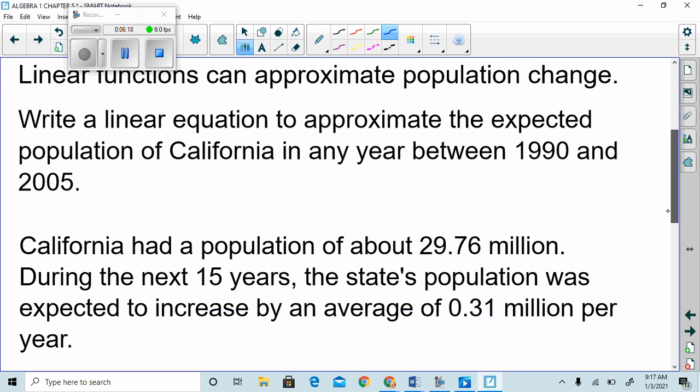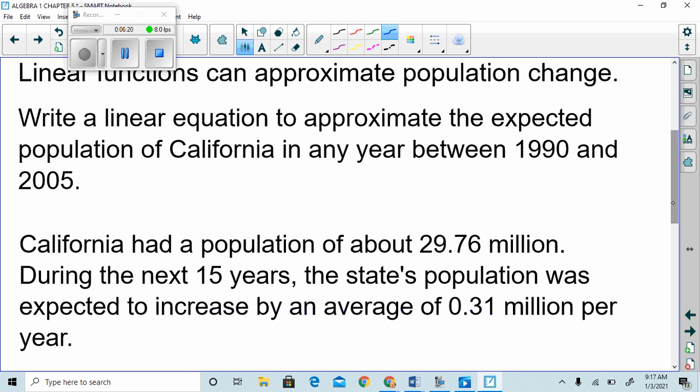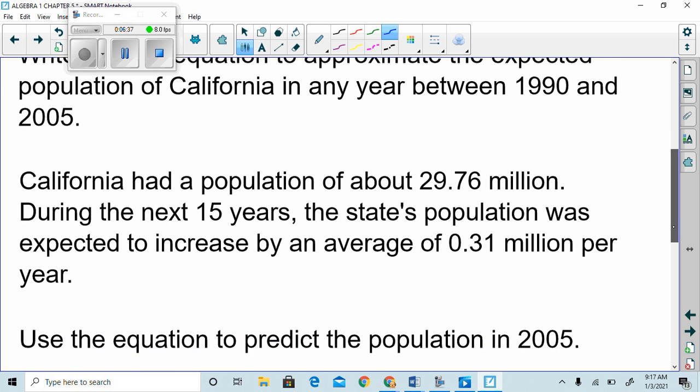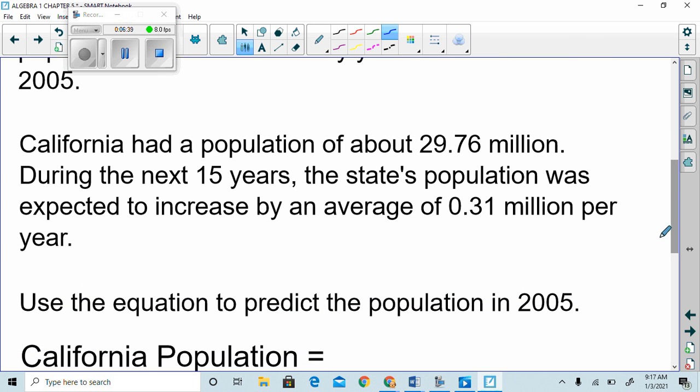California had a population of about 29.76 million. And during the next 15 years, the state's population was expected to increase by an average of 3,100 per year. That's the given information. We're going to use the equation to predict the population in 2005.